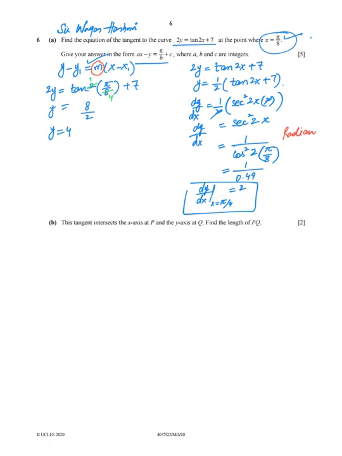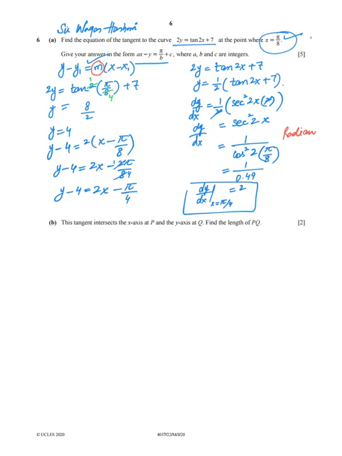Now I have the coordinate pair, the value of x and y, and the gradient. So now it will be y minus y1, it's 4, equals m, which is 2, times x minus x1, which is pi over 8. Alright. So now it will be y minus 4 equals 2x minus 2 pi divided by 8. I can simplify it, so it's pi divided by 4. So y minus 4 equals 2x minus pi divided by 4.